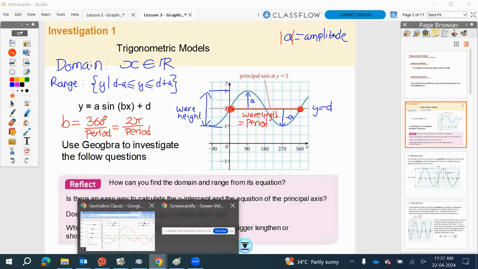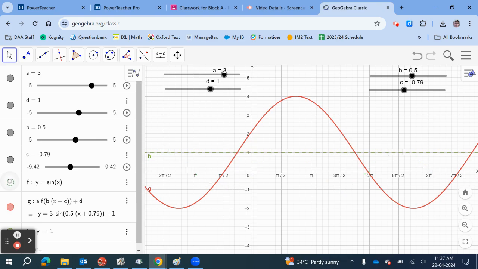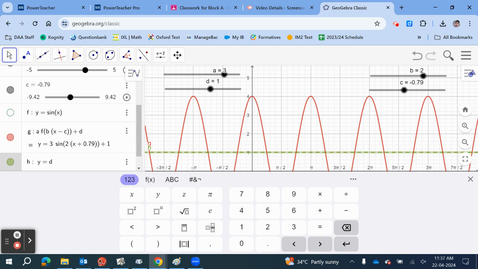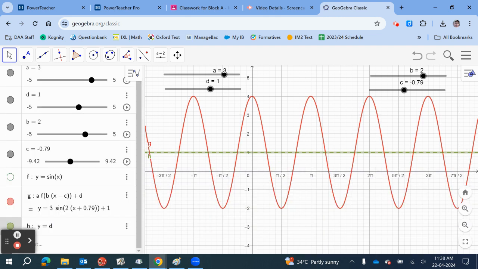Notice how the period, so let's switch this one off. The period is B. If B is positive, we hit, let me do a shorter one. We'll set it to 2. So the period here is from here to here. This is the period. The period here is pi. That's when it repeats itself. You can use any point.